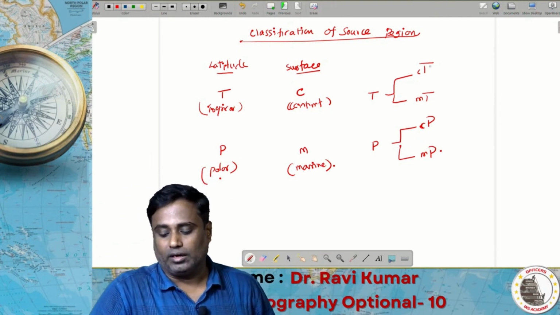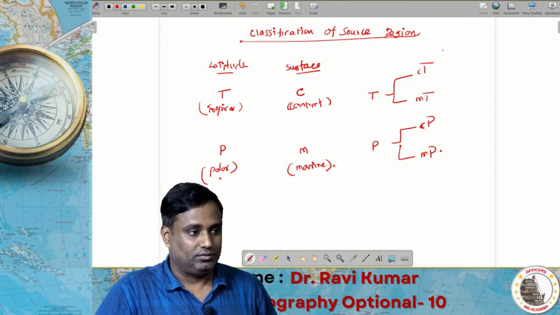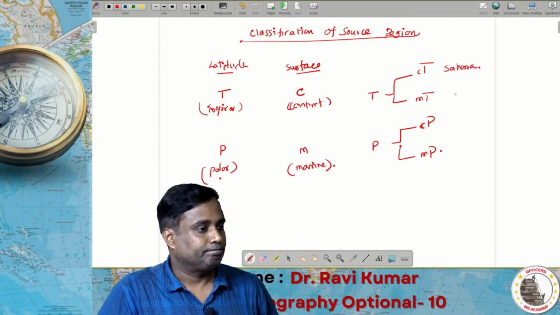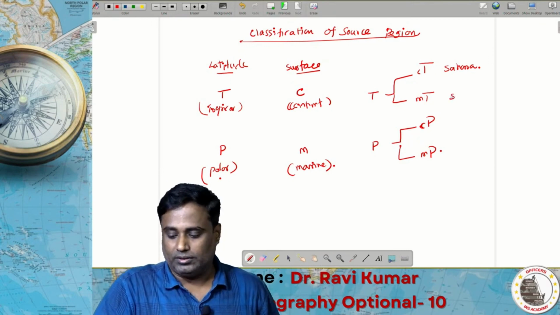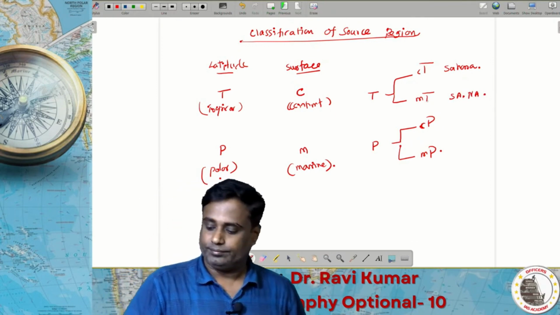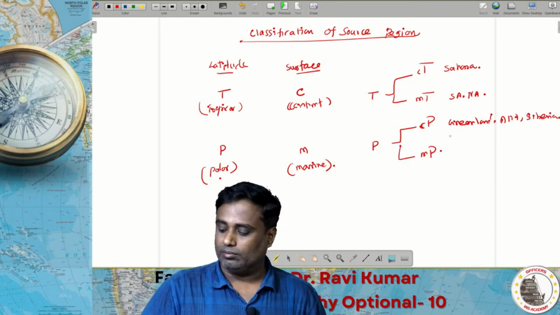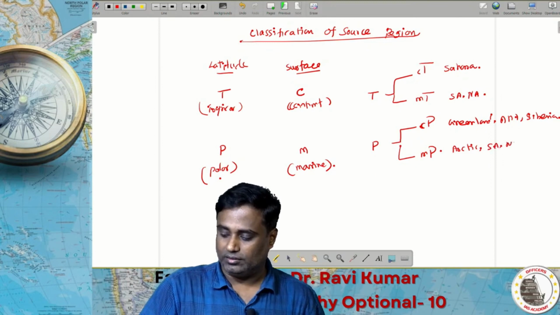Can you give me an example for continental tropical? Africa, Sahara Desert. Okay, Sahara. What about marine tropical? South Pacific, North Pacific, South Atlantic, North Atlantic. So we can write it here. Okay, continental polar? Yes, Greenland, Antarctica, Siberia. What about marine polar? Yes, Arctic. Again, South Atlantic, North Atlantic.